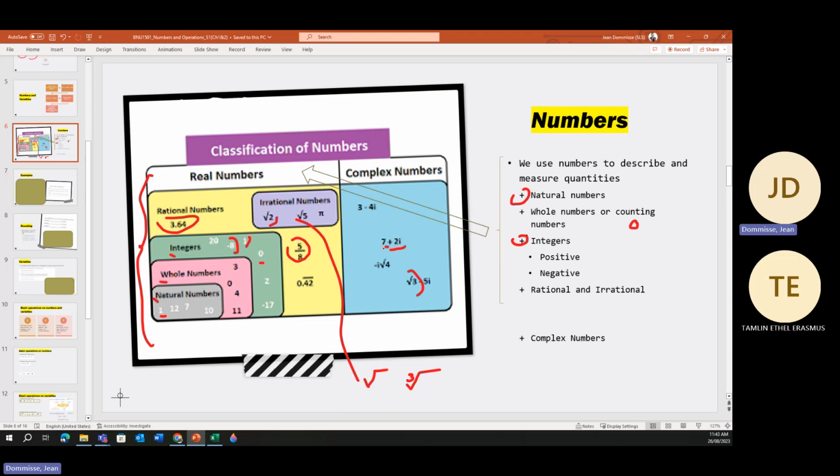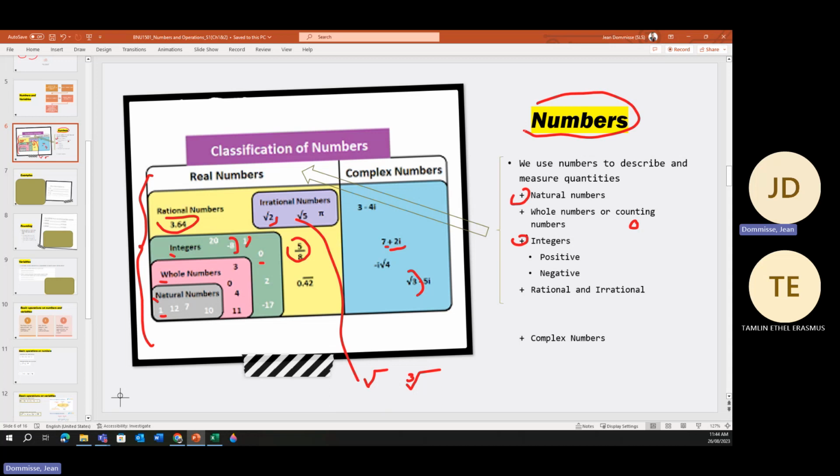It can be 7 plus 2i. That is a complex number. 3 minus 4i. So it doesn't need to be always the weird irrational numbers that's linked to it. It can also be a simple natural number, a whole number, or any of the other number sets. So this is your number set.